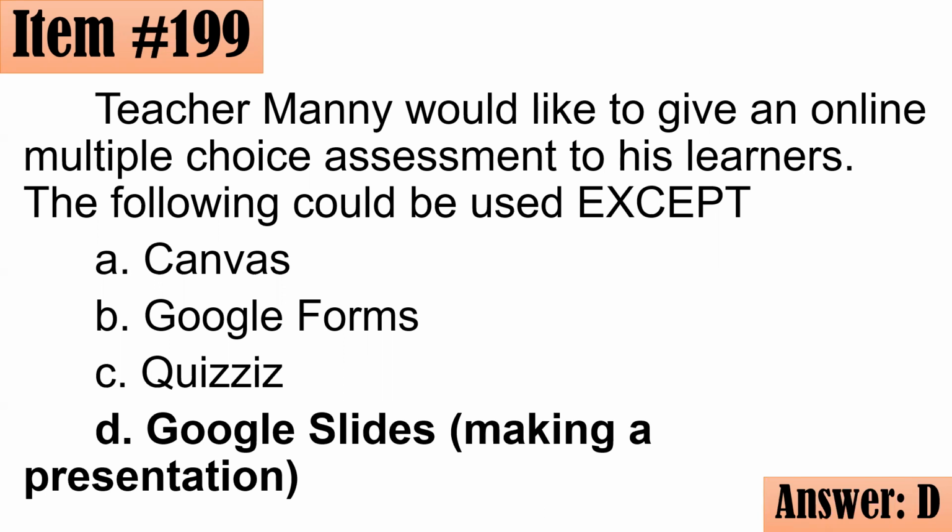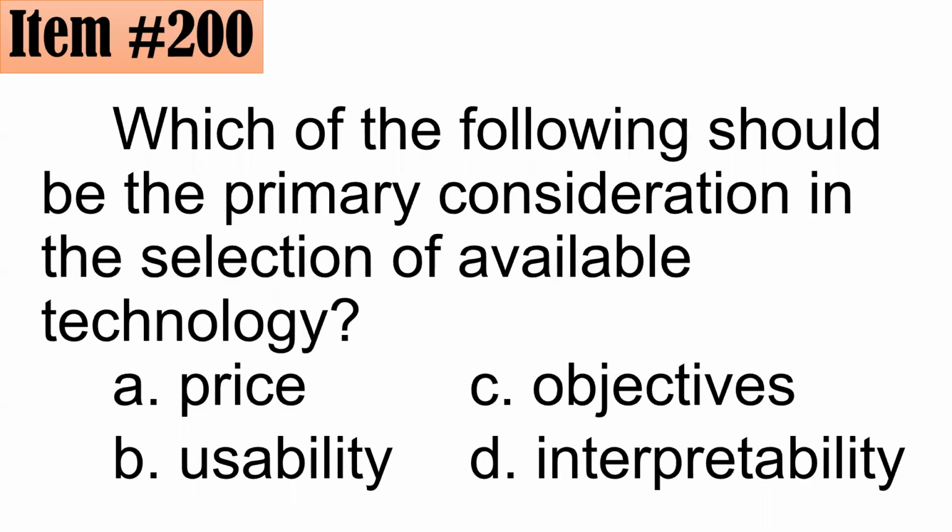Okay, so marami yung sumagot ng D. That's a very good sign. Pasado na kayo dyan. Okay, and let's go with 200. Which of the following should be the primary consideration in the selection of available technology? Did you go for price, usability, objectives, or interpretability? According to Sir Chad, Sir Jason, Ma'am Ayesa, Ma'am Aryan, Ma'am Jessa, letter C daw. Ma'am Lucille, usability, letter C. Okay, Orly Jimeno said C.